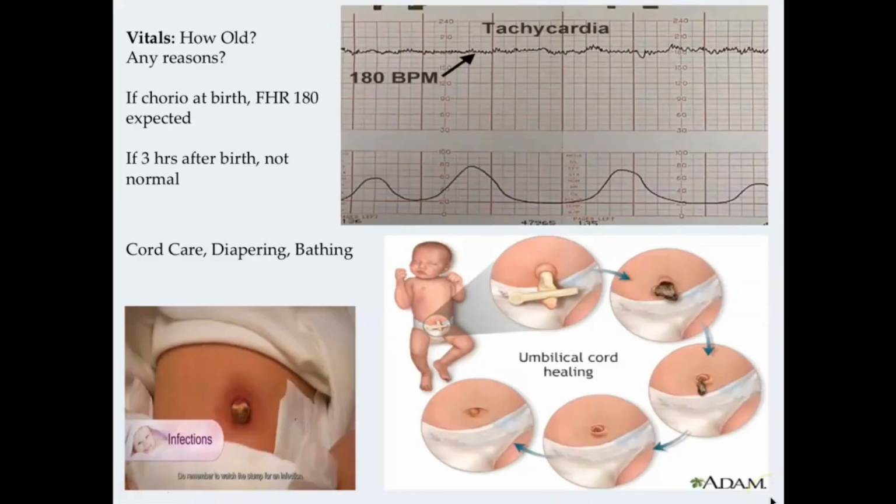So I got a little ahead of myself on the other slide, but this is where I was talking about vitals, how old they are, if there's any reasons why their heart rate may be different. And so if they had the choreo at birth and their fetal heart rate was 180, you would expect within the first 1 to 2 hours that they're still going to be 180. But if after 3 hours after birth, that is not normal, and you would want to let the pediatrician know. With the umbilical cord, you don't do anything with it.